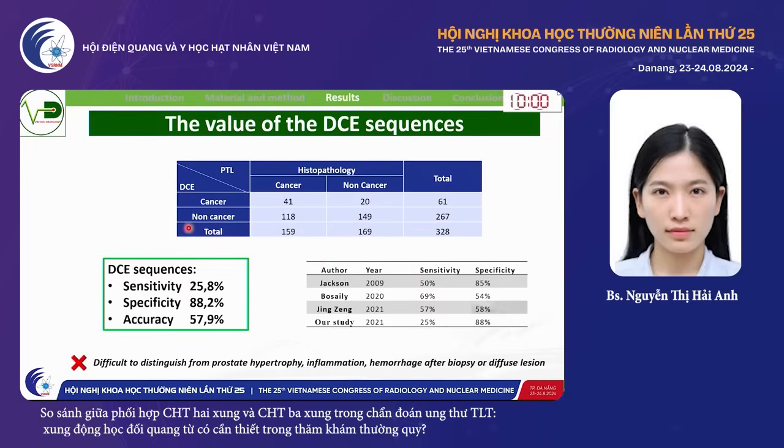When we evaluate the value of DCE, we found that DCE had a really low sensitivity. This low sensitivity is mainly due to the difficulty in distinguishing cancer from other common conditions like prostate hypertrophy or inflammation, and especially when the lesion is diffuse.